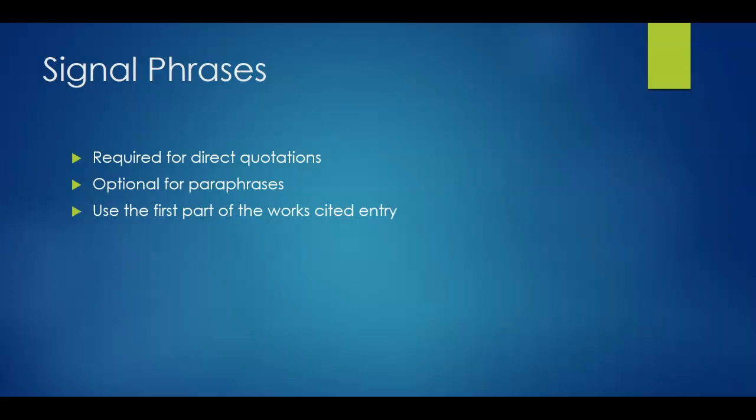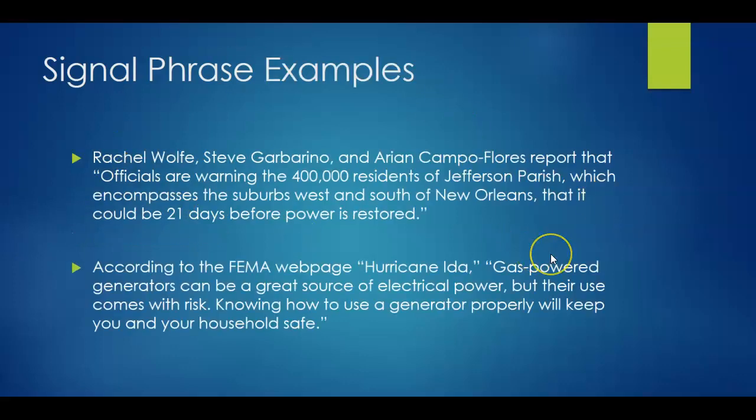And you will always use the first part of the works cited entry as part of the signal phrase. It might not be the whole thing, but it will be part of it. And it does help to transition into the quote. That's why we want to use them for quotes, because if you don't, then that quote's just kind of dropped in there and we don't have any context for it. So the real and important reason to use a signal phrase is to help transition us from whatever you just wrote into the quotation. So here's a couple of examples.